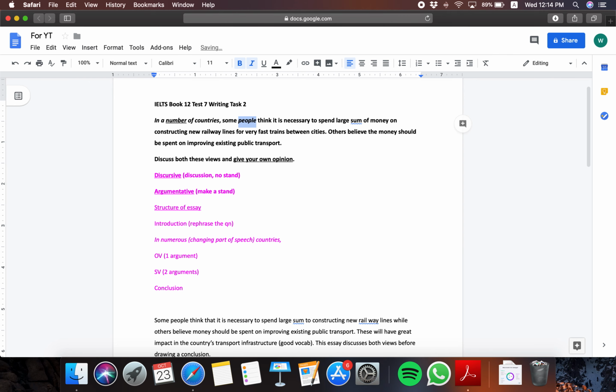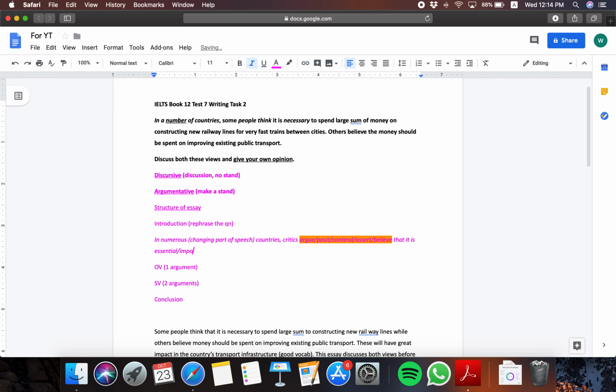Some people, instead of people, these people are critics. Think is a verb, so we can change it to argue, or you can say posit or contend or assert or believe. These are very important, and you can use them interchangeably throughout the essays. Believe that it is necessary can be changed to essential, important, critical.